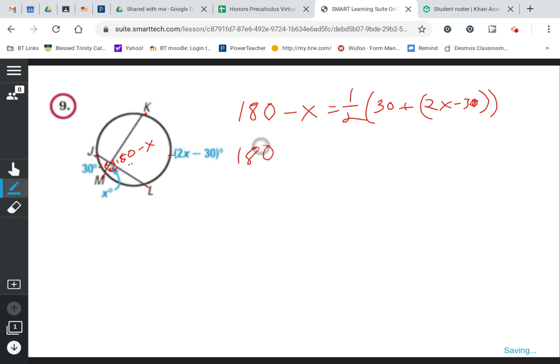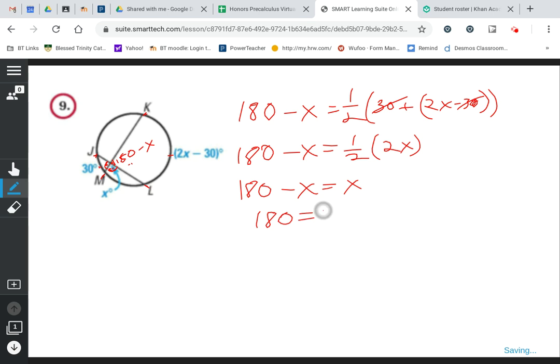So this ends up being 180 minus x equals 1/2. And if I combine 30 and negative 30, they'll go away. It's just 1/2 of 2x. So really, I'm left with, ooh, that was bad. I don't know what happened there. 180 minus x equals x. Well, then I'm just solving for x at this point. I get 180 equals 2x. x equals 90. And so we see that x is 90. And it ends up they both being right angles, which makes it very easy. And you can see that if you plug in 90, it ends up to work out.